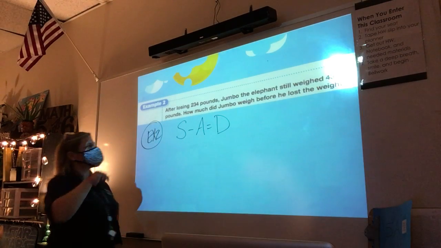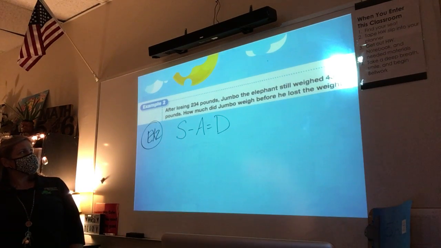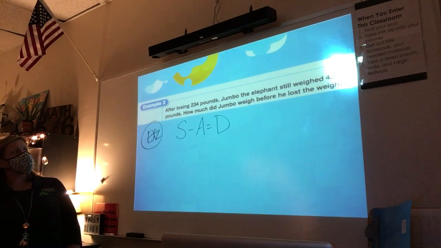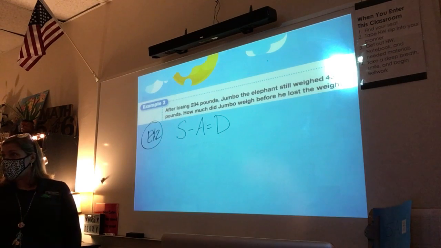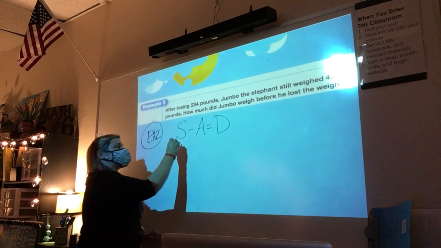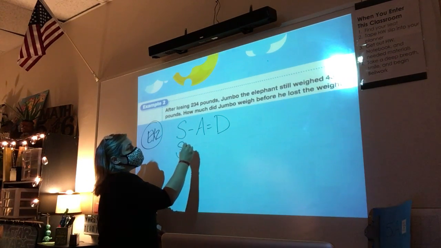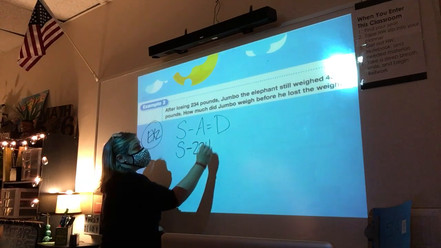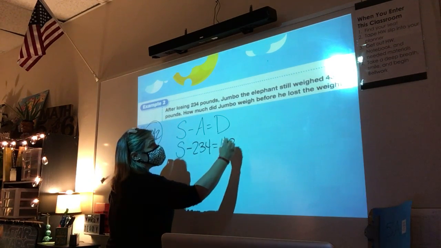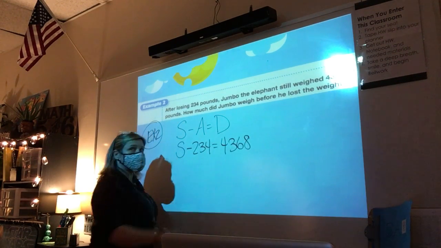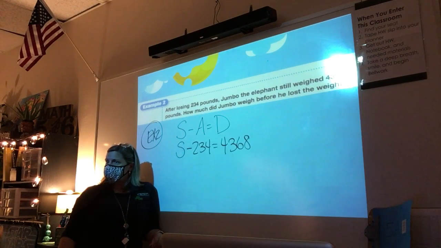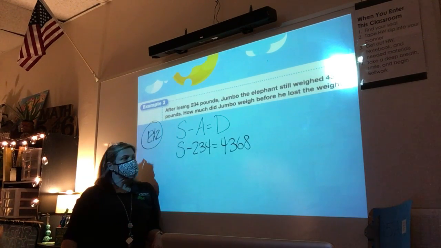Let me read this more closely. After losing 234 pounds, Jumbo the elephant still weighed... You are absolutely right. We don't know his starting amount. He lost 234 pounds, and now he weighs 4,368 pounds. I'm so glad you noticed that. So sorry. Not thinking too clearly this morning, I guess.